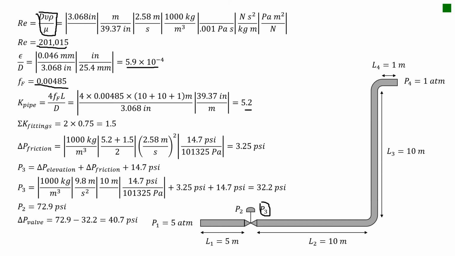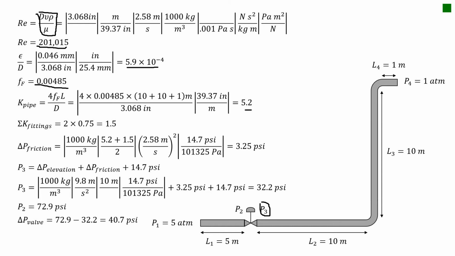The fittings, all we have in our pipeline downstream of the control valve, are just 2 elbows. And so each elbow has a K value of 0.75. So our K value of our fittings is 1.5. So our total value for the pressure loss due to friction is rho times the sum of all my K's times the velocity squared over 2. And we plug in our numbers using the 2.58 meters per second as our velocity. And then converting units, we find that our pressure loss due to friction is 3.25 pounds per square inch.